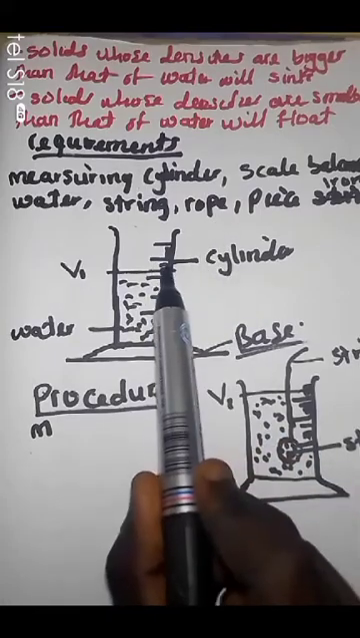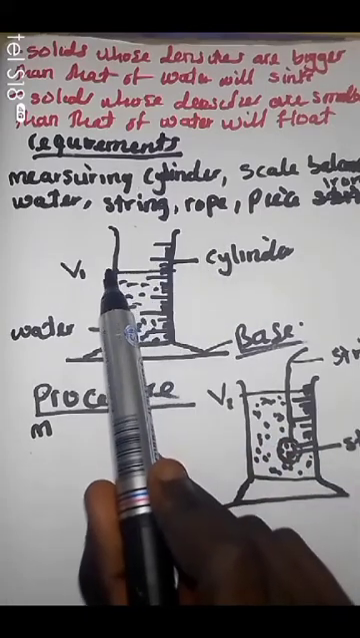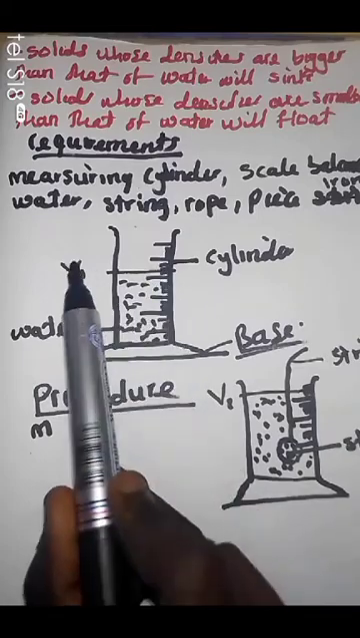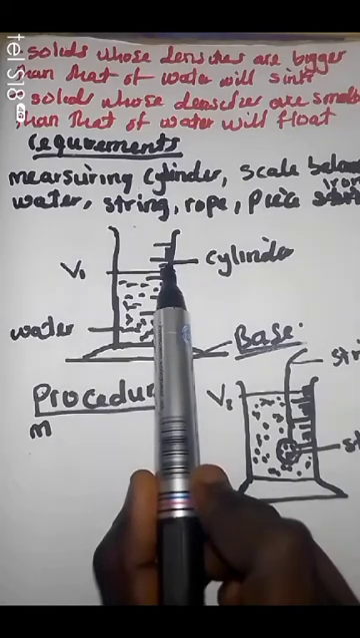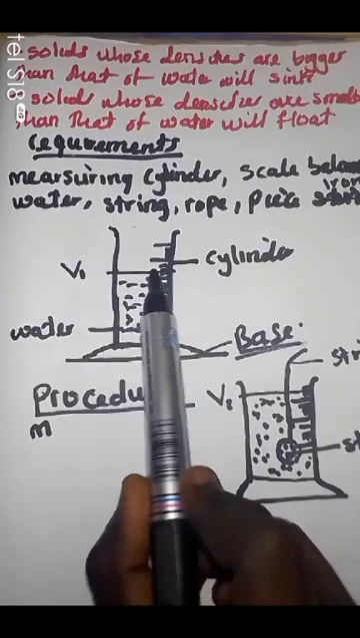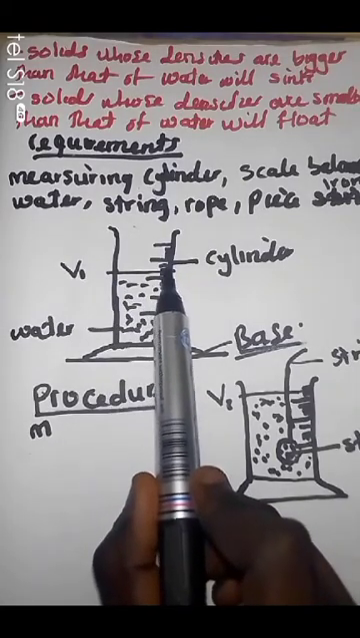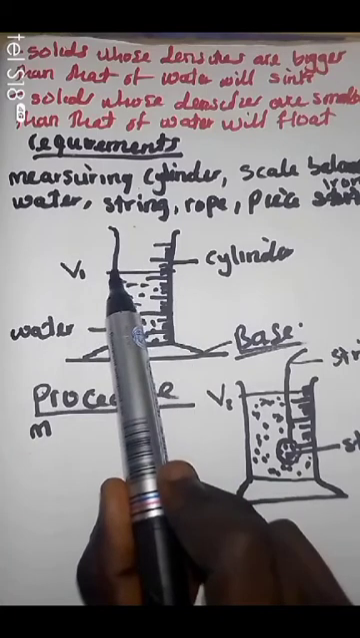It is being filled up to a certain level, which we can call the volume of water in the cylinder. We can call it V1. It is carefully filled up to a certain level called V1, the level of the volume of water in the cylinder. It is labeled as V1.